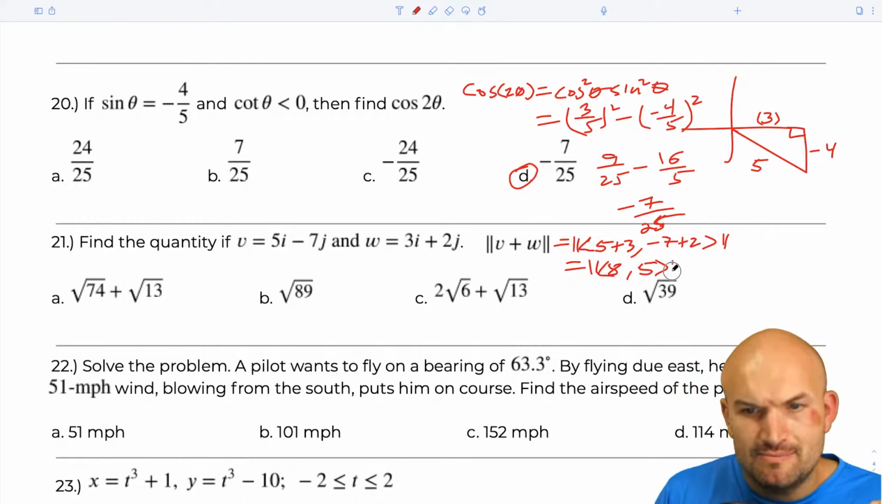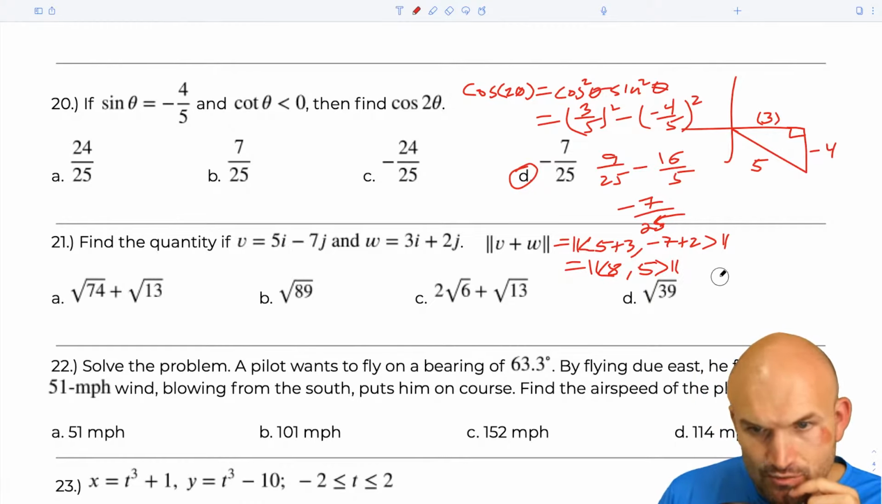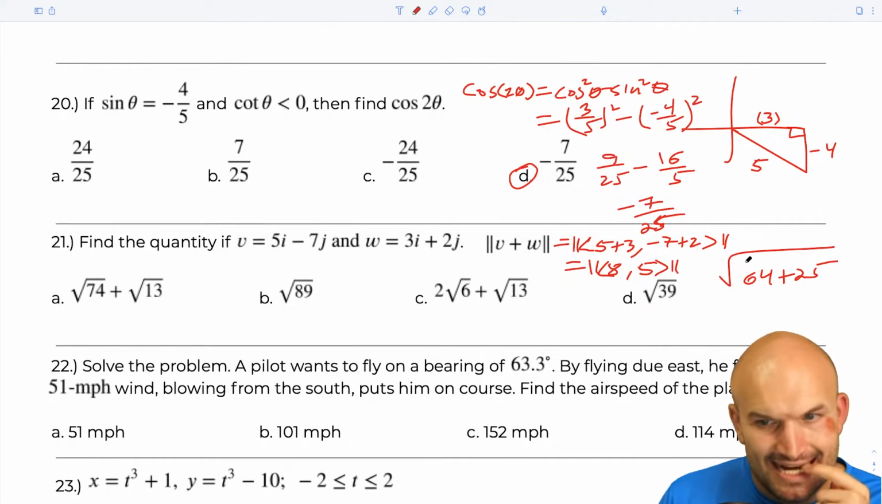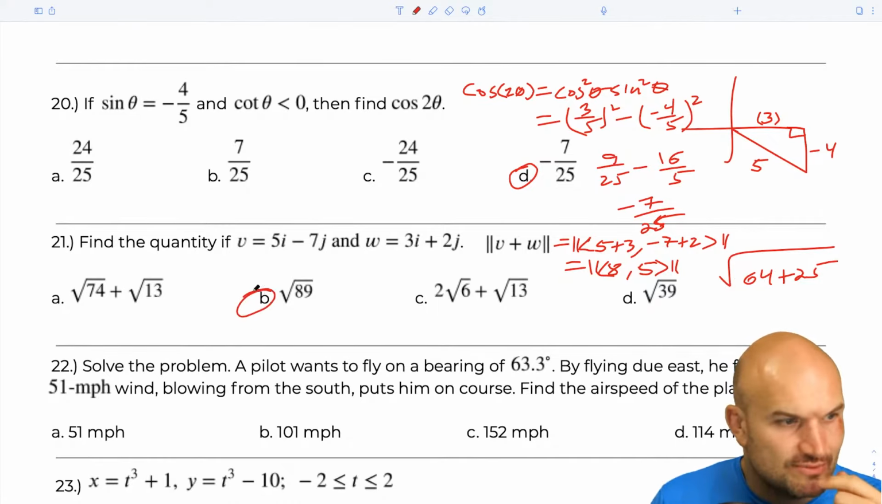Okay, and if we want to find the magnitude here, then that's going to equal the square root of 64 plus 25, and that's going to be 89. Okay, so the square root of 89, which is going to be B.